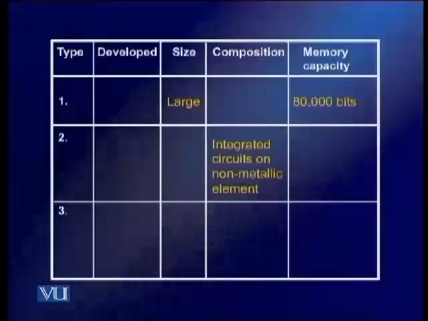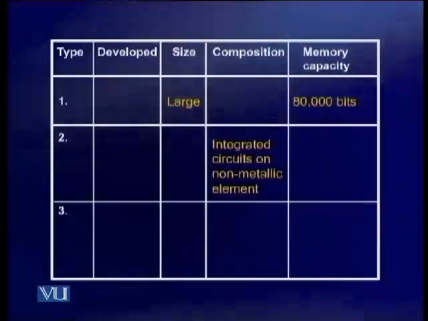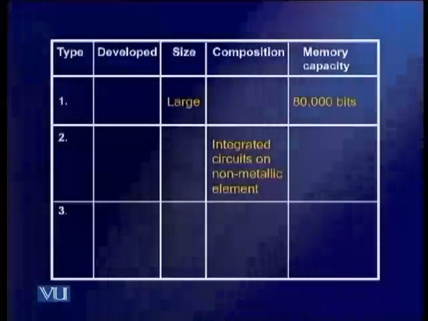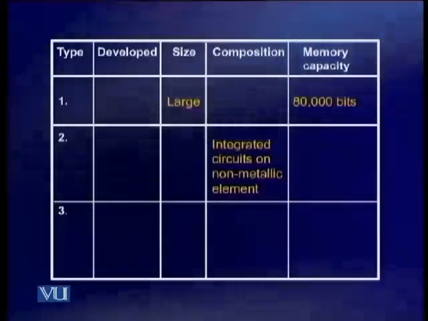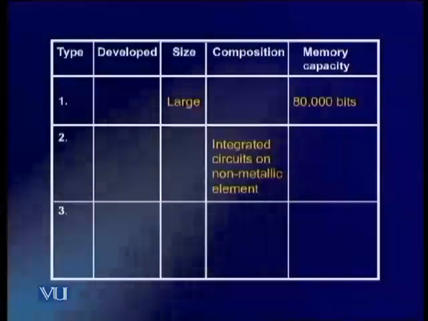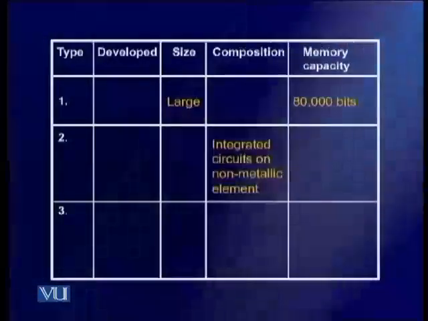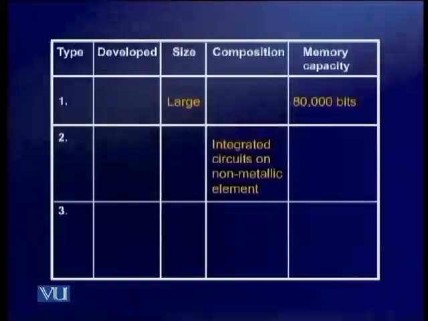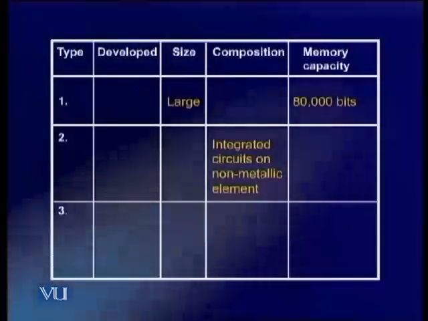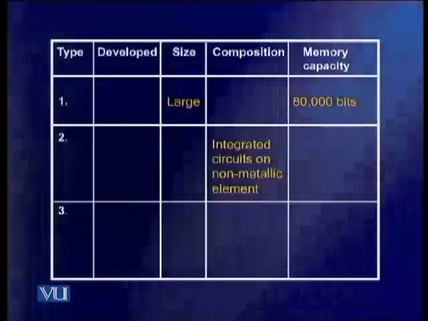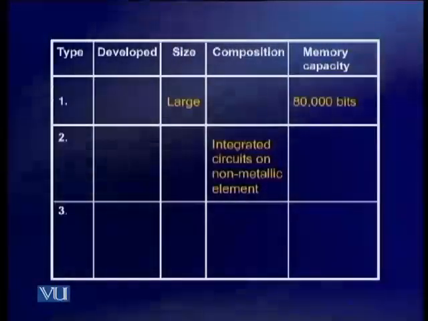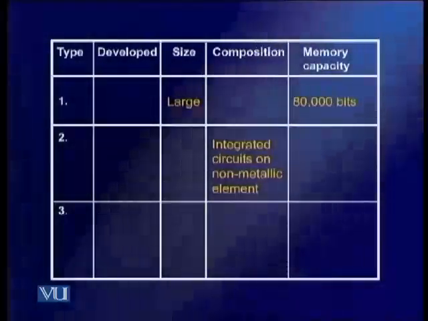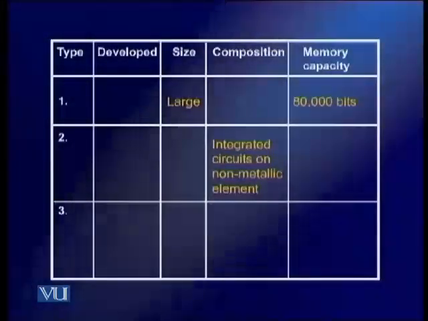You've already got the word large in the first one. And the chip, we know, was tiny. You will write the word tiny under size. And its memory capacity? Millions. So for number 2, you will write the words chip for type, early 1970s for when it was developed, and for size you will write tiny, and for memory capacity you will write the word millions.